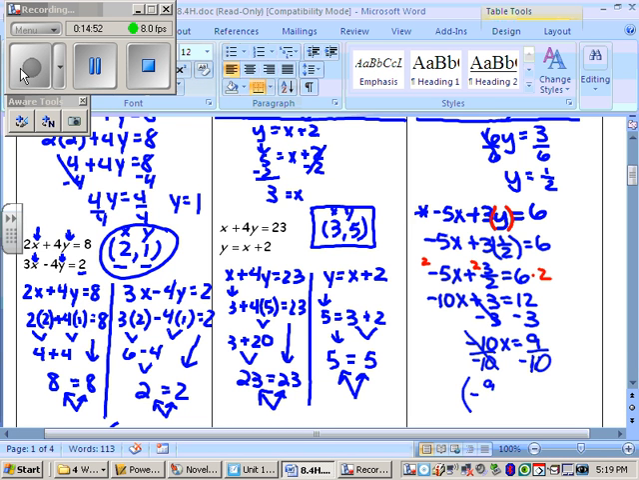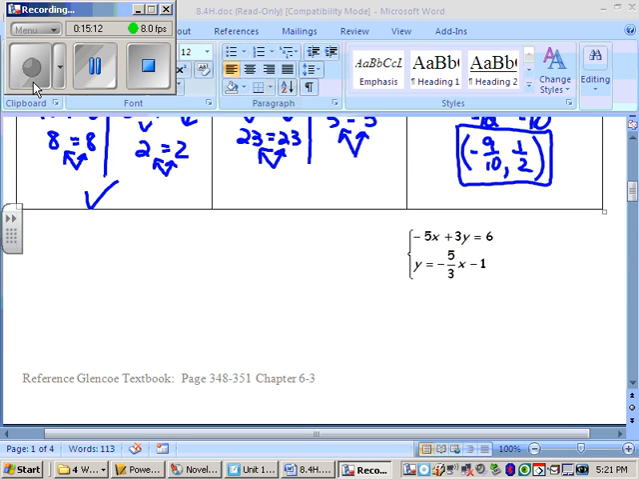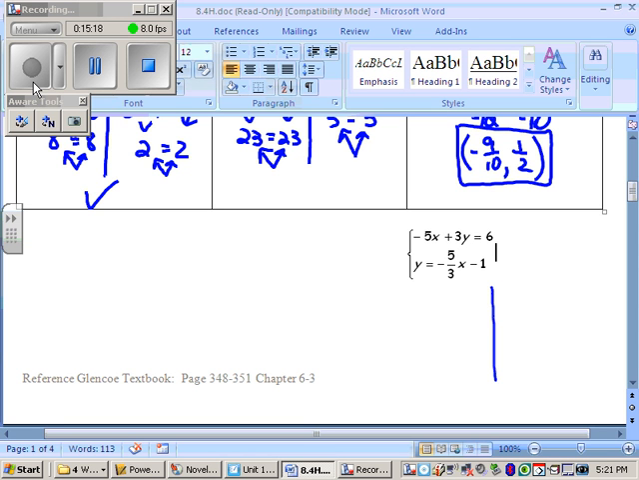So our solution would be negative 9/10 for x and 1/2 for y. And if you were to graph your two equations, that would be their point of intersection. Now, we can go ahead and go through the process of double checking this by plugging in those values. To double check our solution, let's go ahead and plug -9/10 for x and 1/2 for y into the first equation. So we have -5 times the x value of -9/10 plus 3 times 1/2 equals 6.